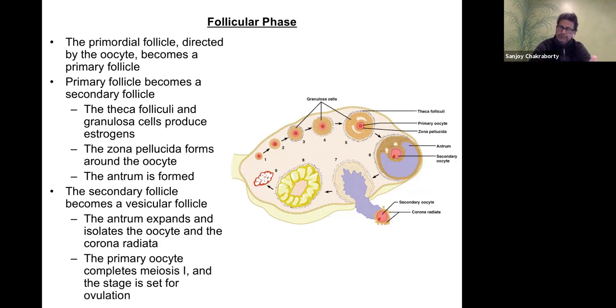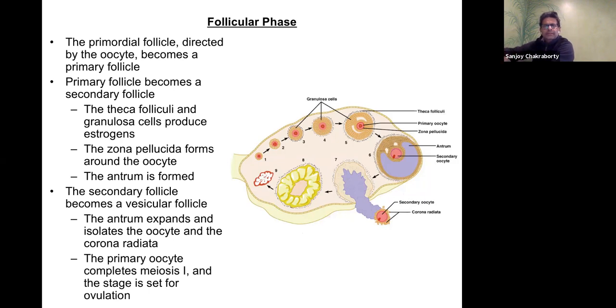If that doesn't happen, this corpus luteum slowly dies, producing corpus albicans. Now, one important thing to remember, the lifeline of this corpus luteum is LH. So when the huge amount of LH comes during ovulation, that LH keeps this corpus luteum active. When LH drops, the corpus luteum dies. So LH going down, corpus luteum dying.